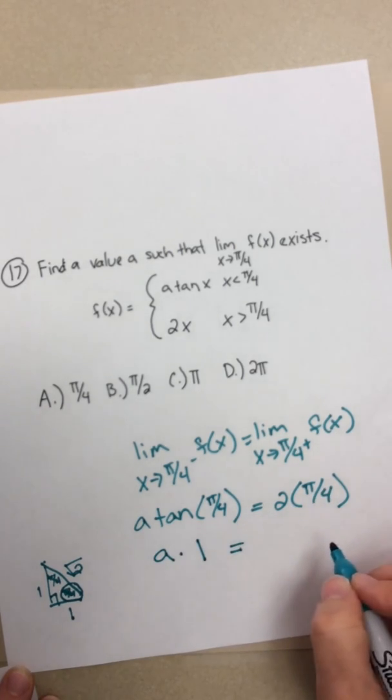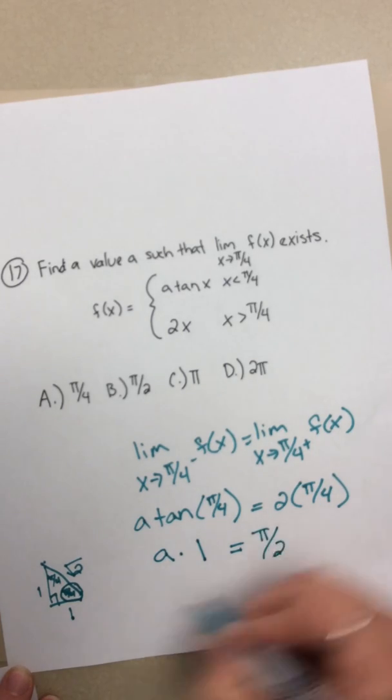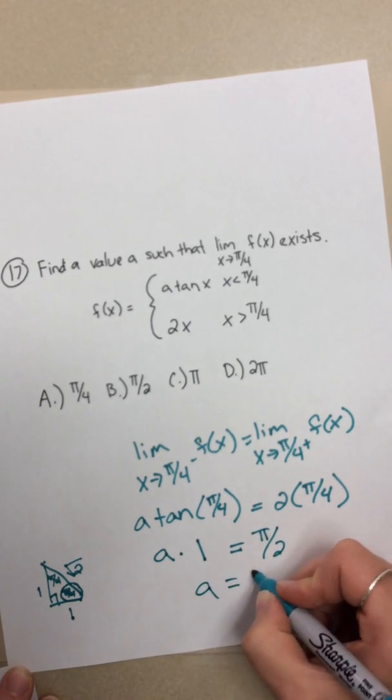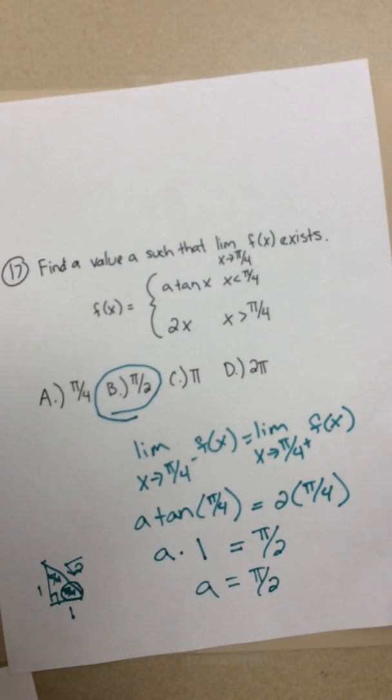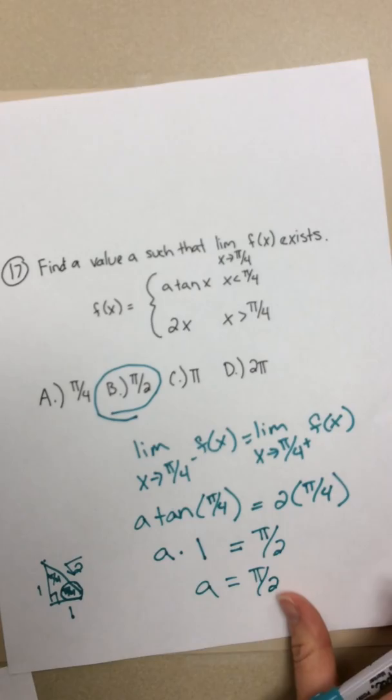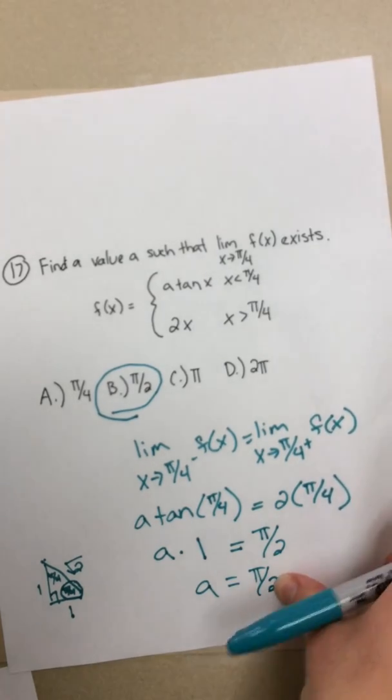2 times pi over 4 would be the same as pi over 2. A times 1 is just a. Ta-da! We have an answer of pi over 2. Next one.